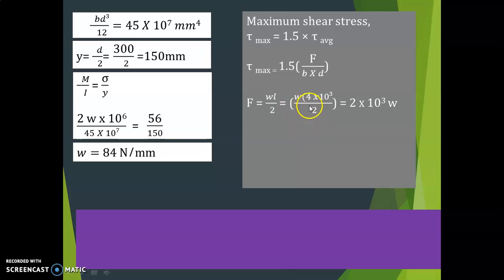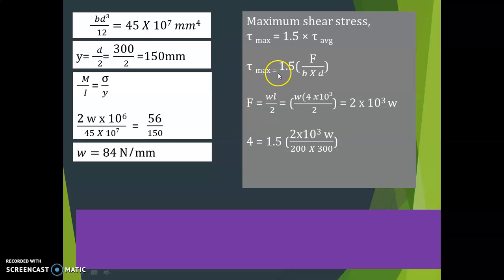So substitute here, what is W? W we don't know, we have to calculate. L is 4 into 10 raised to 3 divided by 2. So you get F as 2 into 10 raised to 3 W. Now let us find what is W by using this equation.